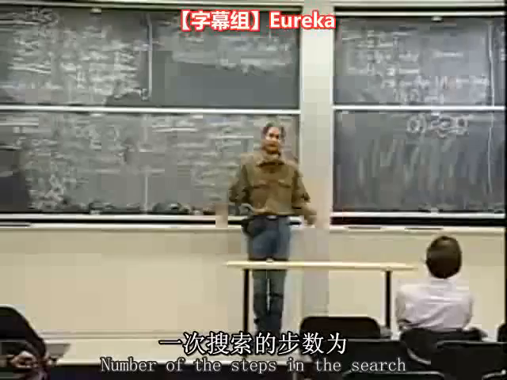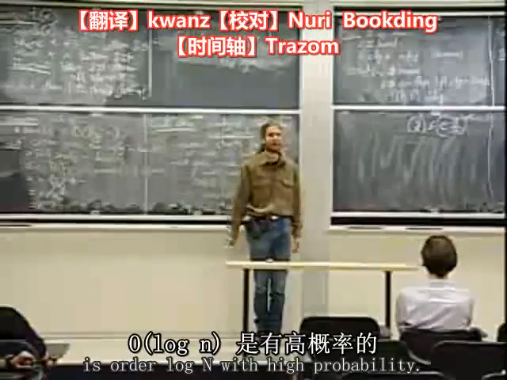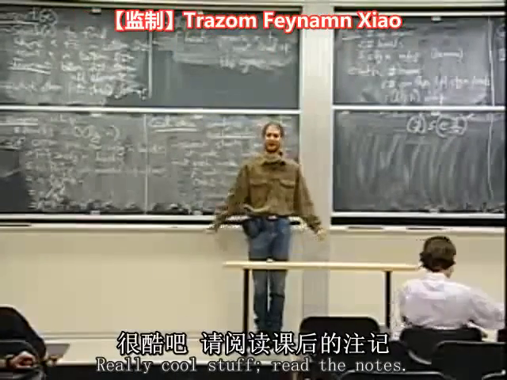Therefore, number of steps in the search is order log n with high probability. Really cool stuff. Read the notes. Sorry I went so fast at the end.